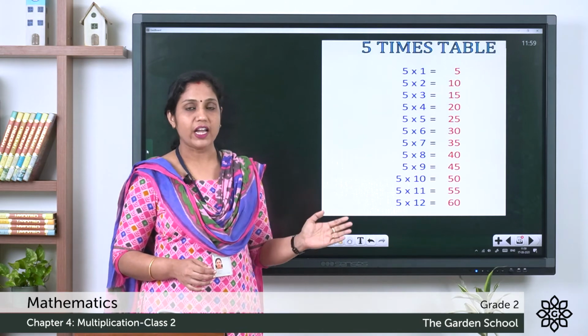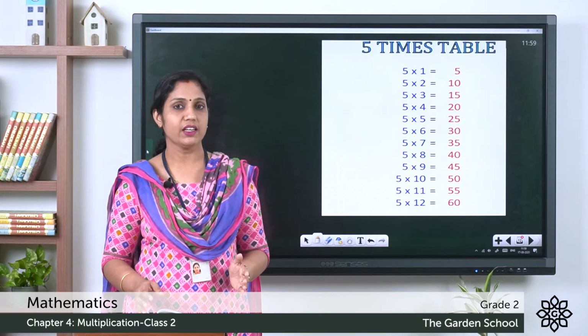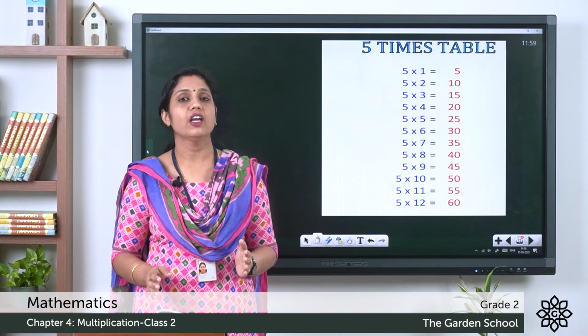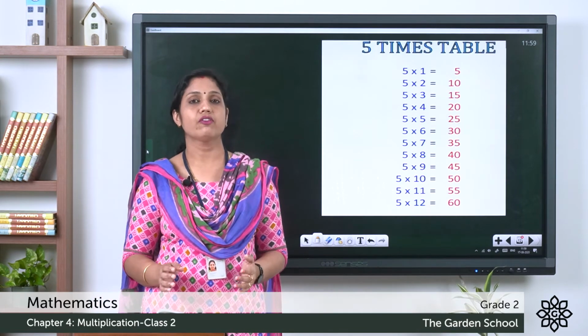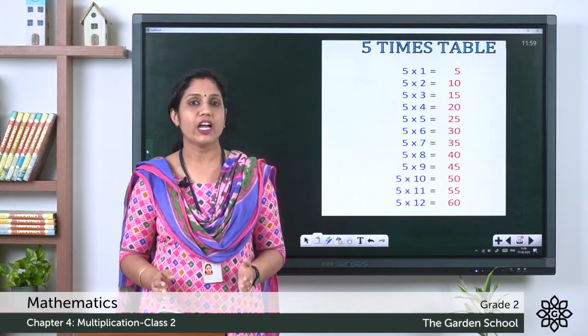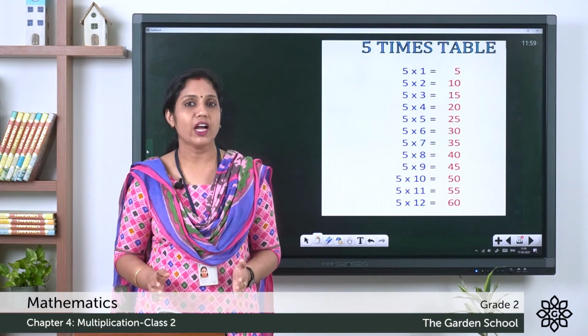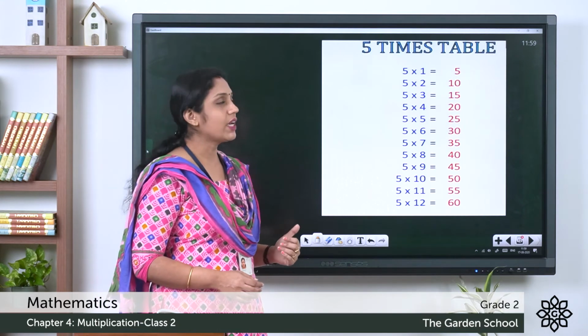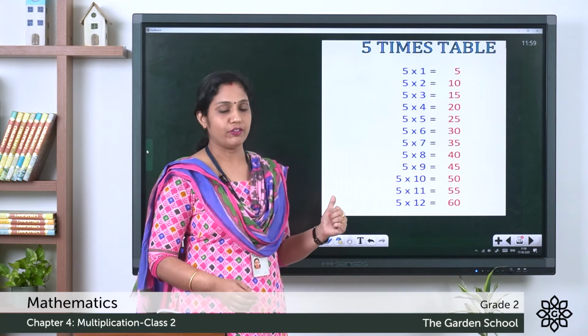5 ones are 5, 5 twos are 10, 5 threes are 15, 5 fours are 20, 5 fives are 25, 5 sixes are 30, 5 sevens are 35, 5 eights are 40, 5 nines are 45, 5 tens are 50. So, this is the multiplication table of 5.